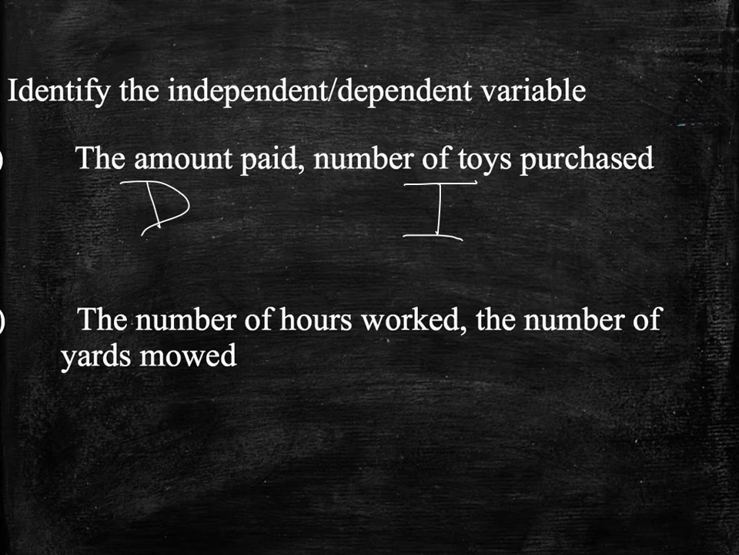The number of hours worked and the number of yards mowed. All right. Well, if I mow more lawns, then I'm going to have to work more hours. Okay? So the independent variable is the number of yards mowed. Dependent variable is the hours worked.